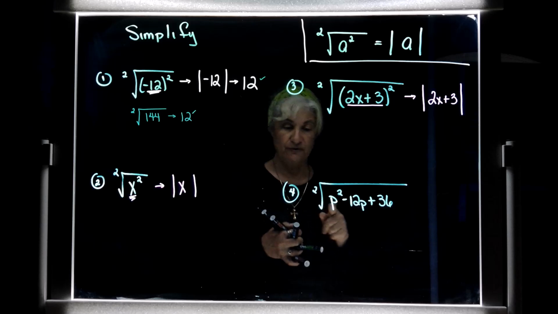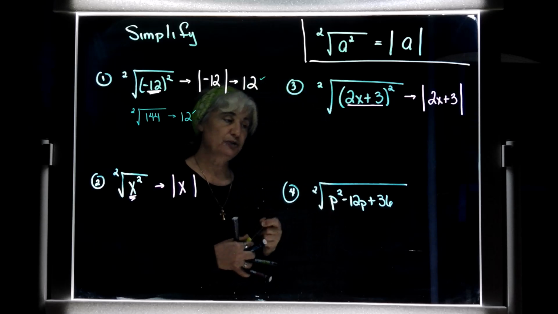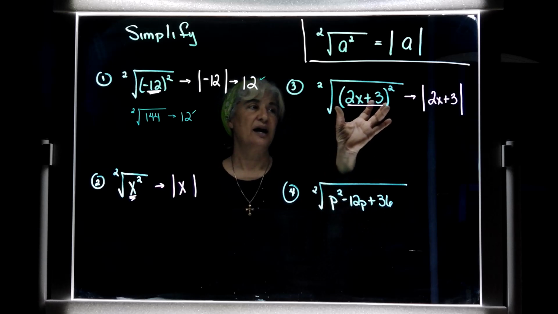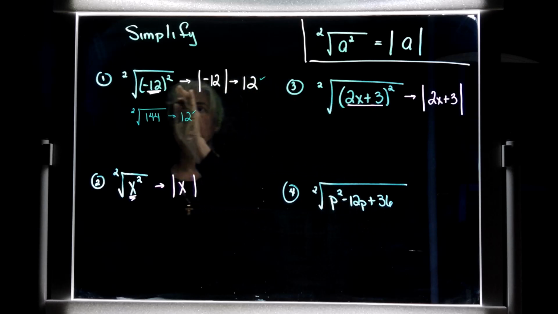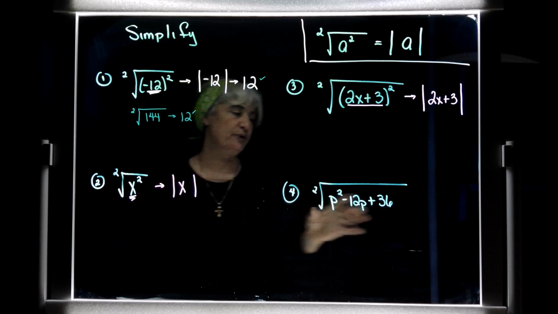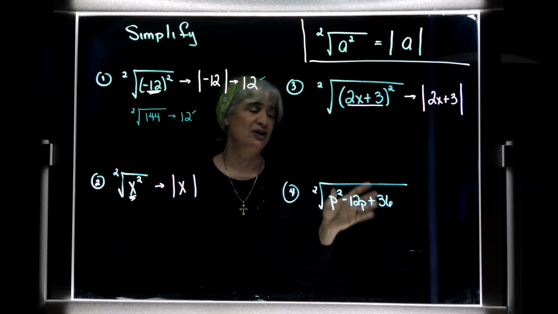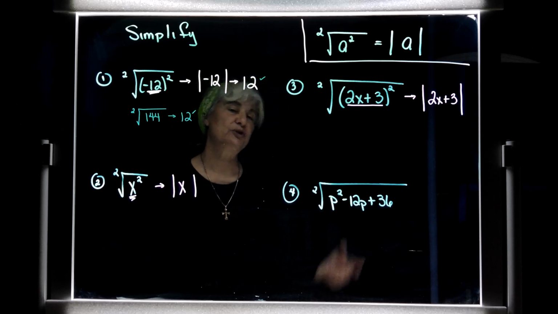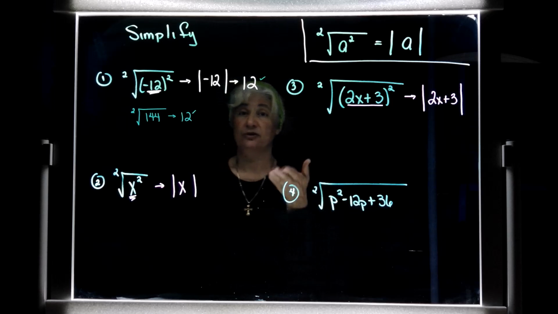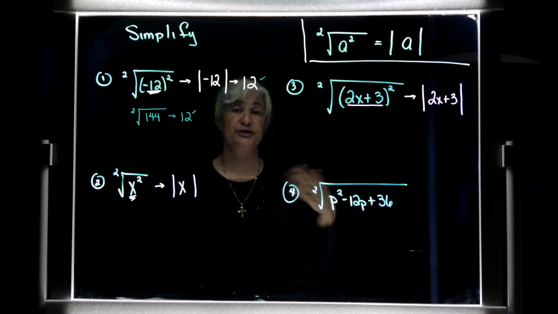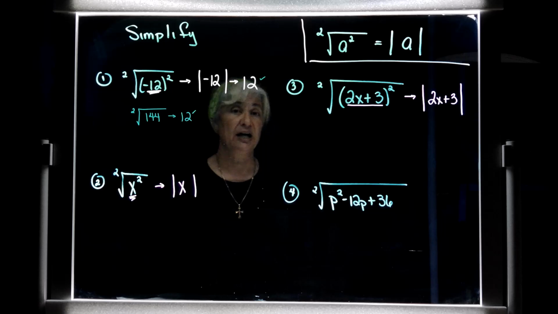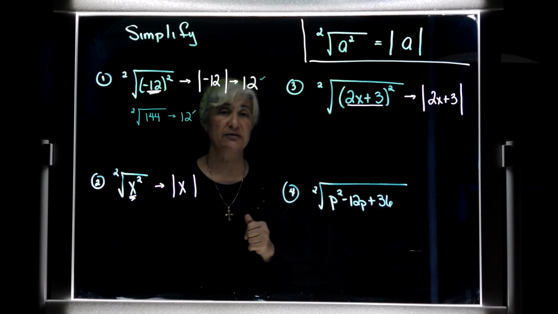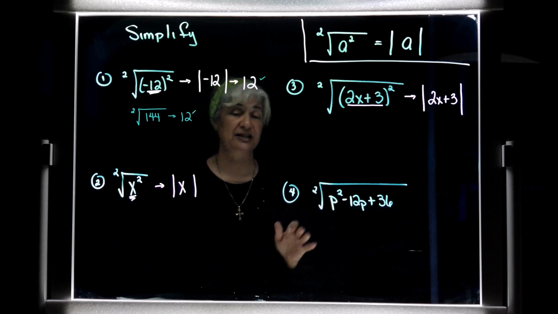Now, number 4 here. This one's interesting because I have addition and subtraction. I don't have a parenthesis that's squared or a single variable that's being squared. I have this trinomial. Well, what do you think we should do with this trinomial? Well, let me ask you this. What would you do with the trinomial to see if you could take the square root of it? Because I know addition and subtraction won't let me look at anything individually.